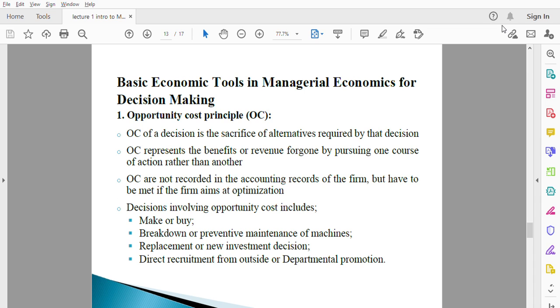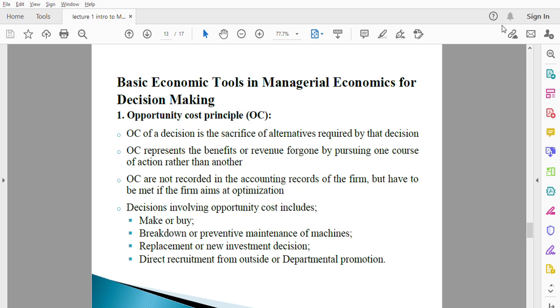Okay, so we want to move on to basic economic tools in managerial economics for decision making. There are some economic tools in managerial economics that are normally employed in making decisions. The first one is opportunity cost principle. I believe it rings a bell when you did economics in first year. So we'll be calling it OC, opportunity cost, OC. So OC of a decision is the sacrifice of alternatives required by that decision.